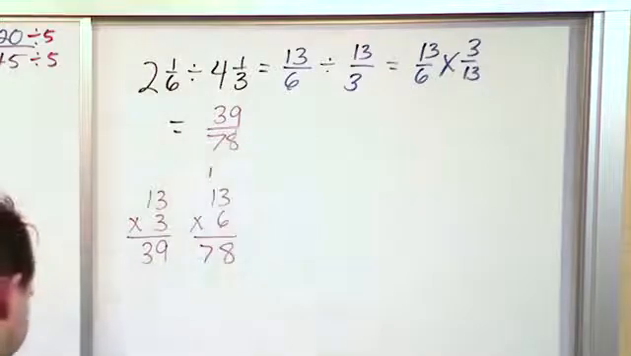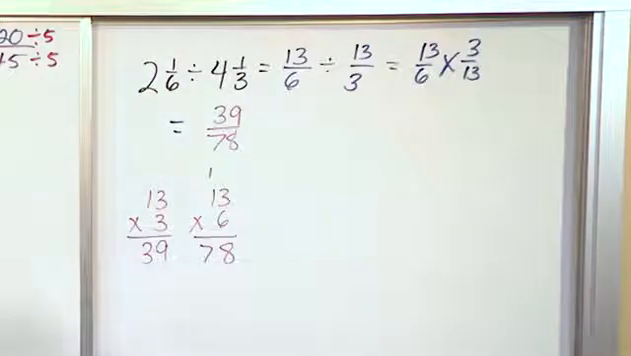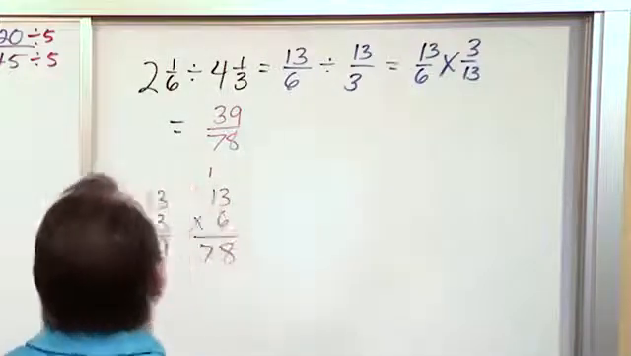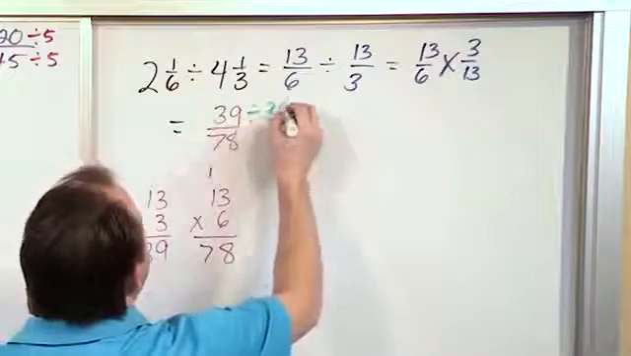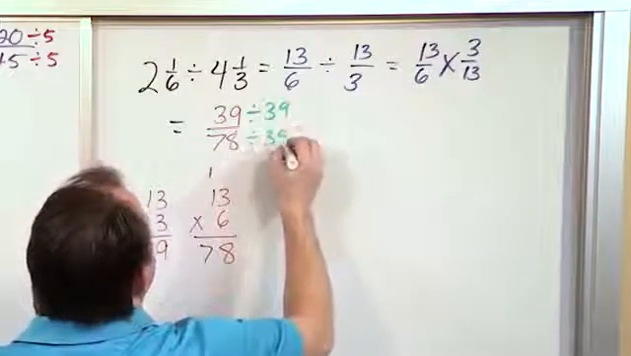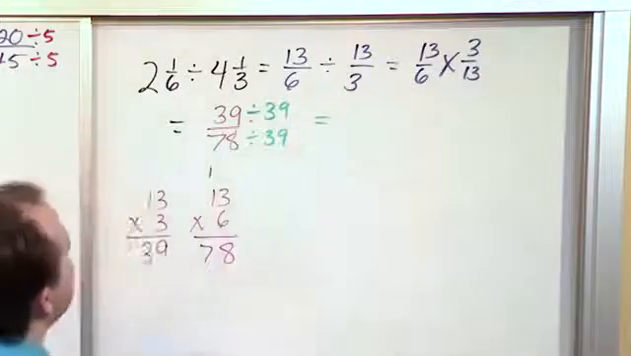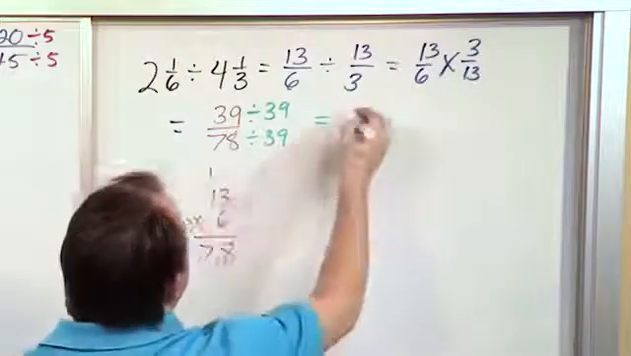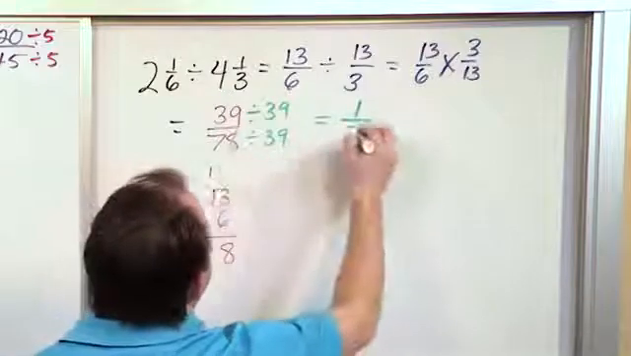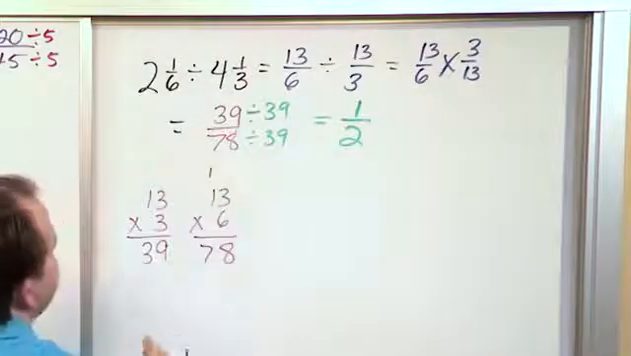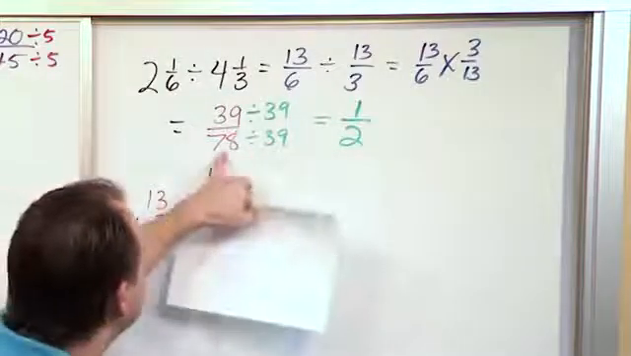So 39 over 78. Now, you would be very tempted just to circle that. But if you think about it and play with it, you'll see that you can divide the top by 39 and the bottom by 39. It's not something that jumps out at you, but if you play with it enough, you'll see that on the top you'll get a 1, 39 divided by 39. On the bottom, this goes 2. 39, if you actually do it, 39 times 2 is actually 78.